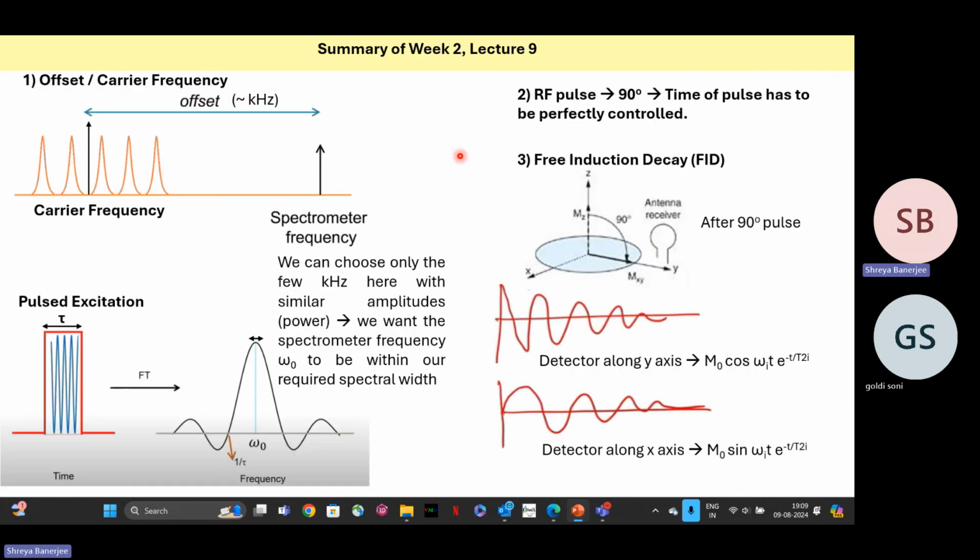Now there are certain properties of the NMR spectra, which I will discuss in the following slides. Just give me 2 minutes.